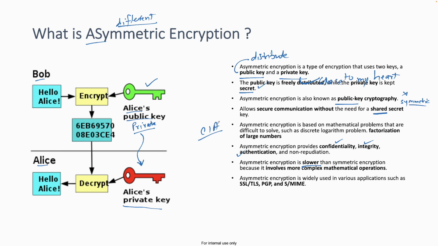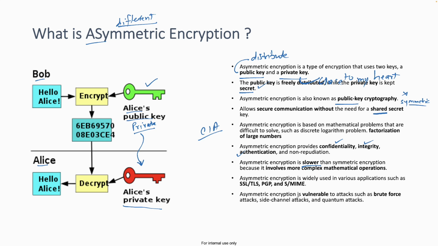And if you talk about use cases, asymmetric encryption has been used in various applications where you need to send secure messages, like SSL, secure socket layer, and TLS, transport layer security. PGP is pretty good privacy, as we call it. Then S/MIME, which is an extension to the simple mail transfer protocol, or SMTP. So all I want to say is there are a lot of use cases for asymmetric encryption as well.